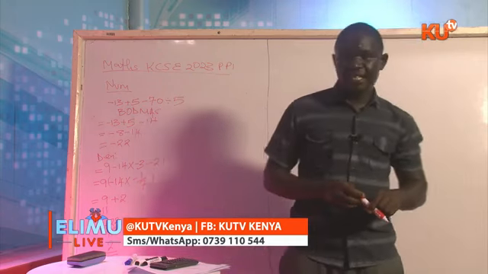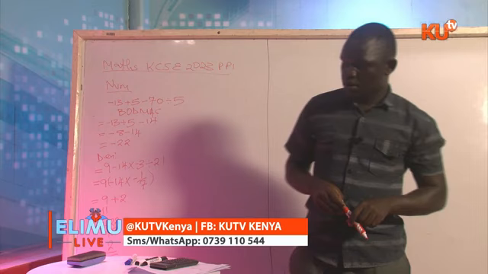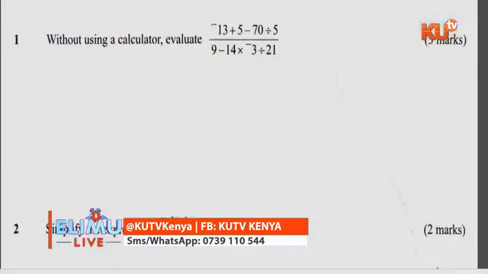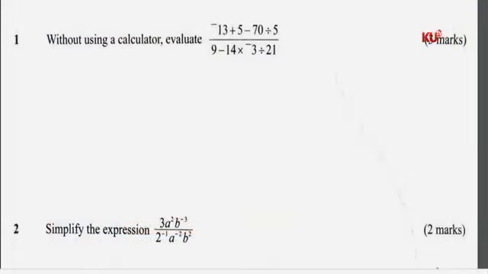Now, let's check on question number 2. That says, simplify the expression 3a squared b negative raised to power negative 3 over 2 raised to power negative 1, a raised to power negative 2, then b squared. Now, dear students, when you look at that question, it's also a very easy question.